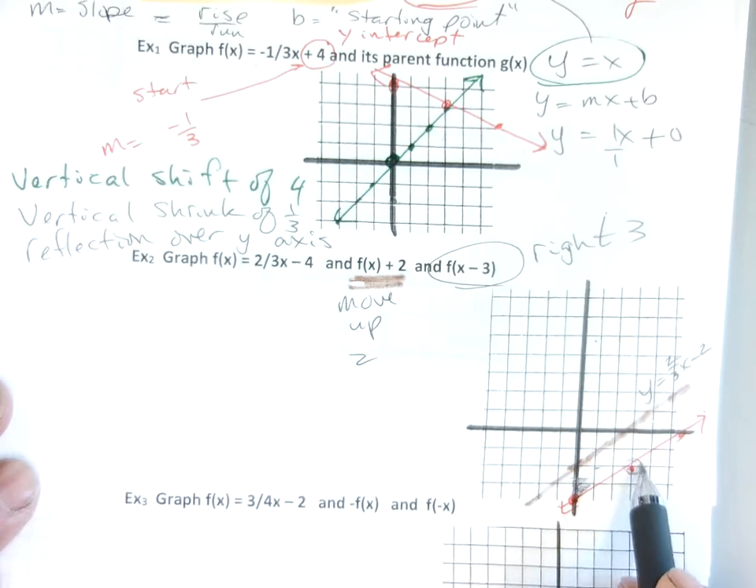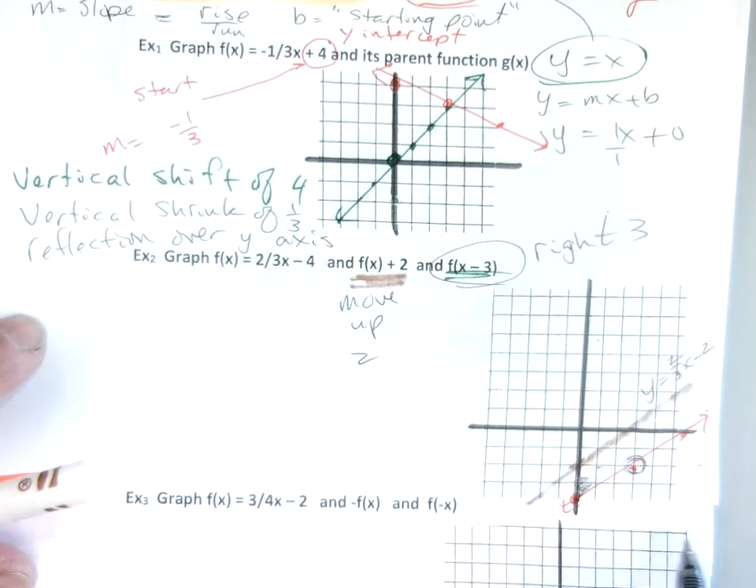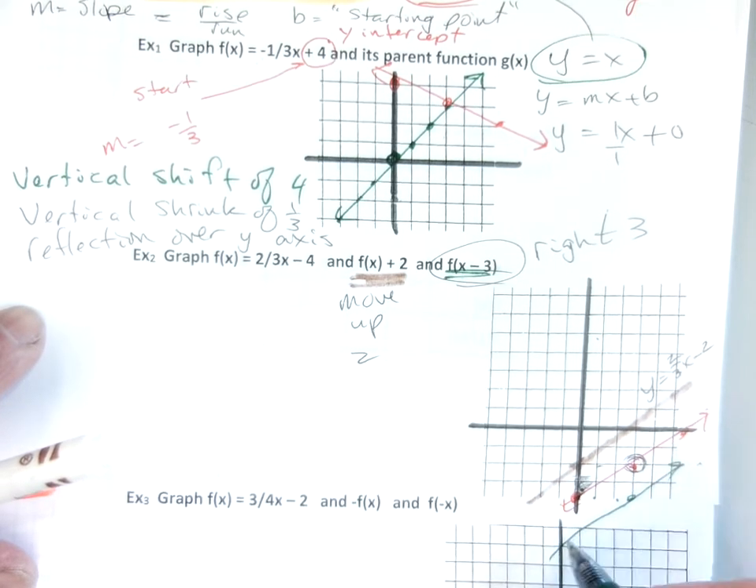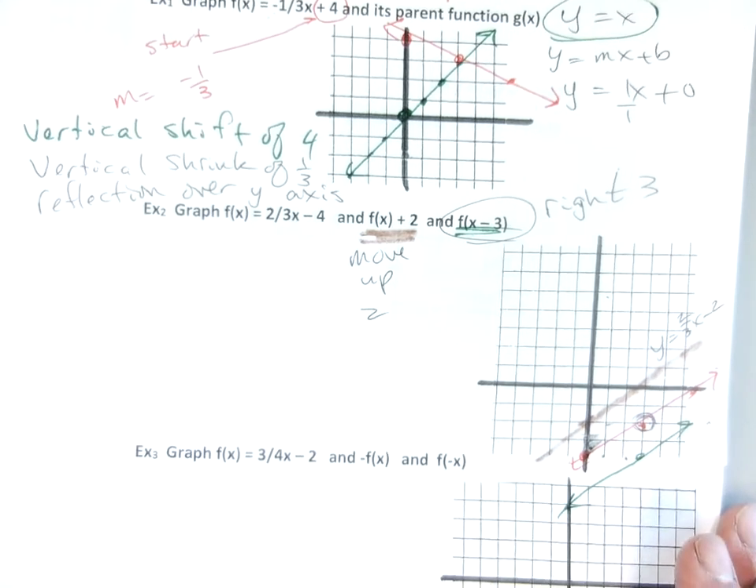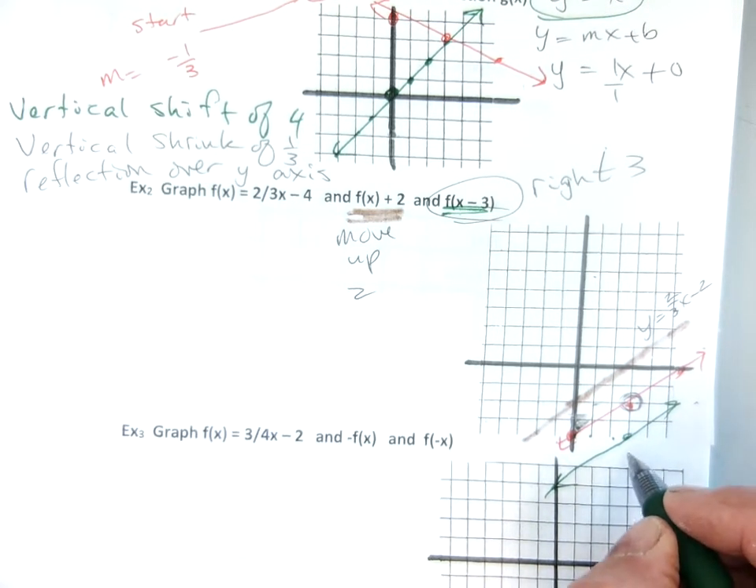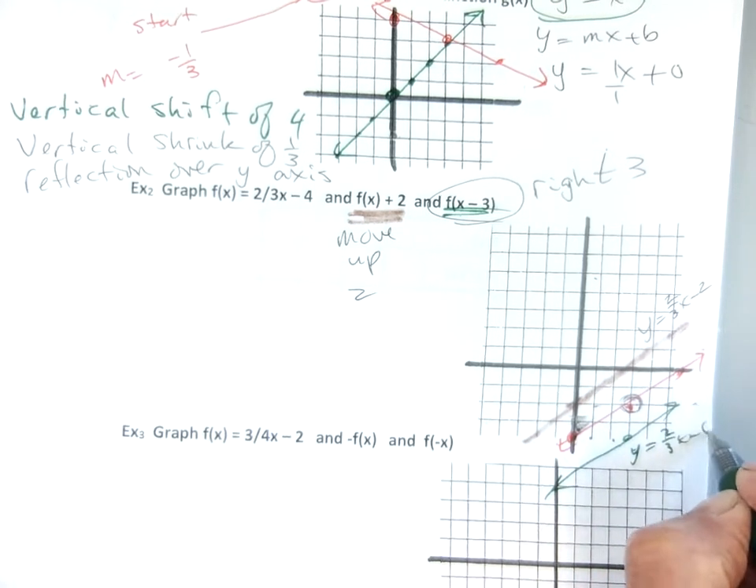So I'll take this point right here and I'll move it to the right 3, which is going to put it over here. Okay. So I'll do that one in green. Actually, I'll move this to the right 3 because I get more room. 1, 2, 3. And there's that one. And the new equation of that one really is y equals 2/3 x minus 6.